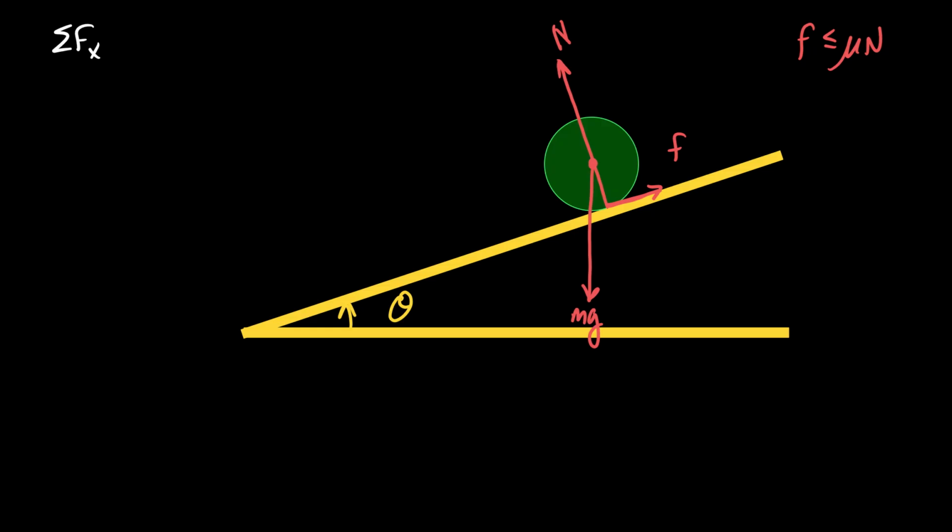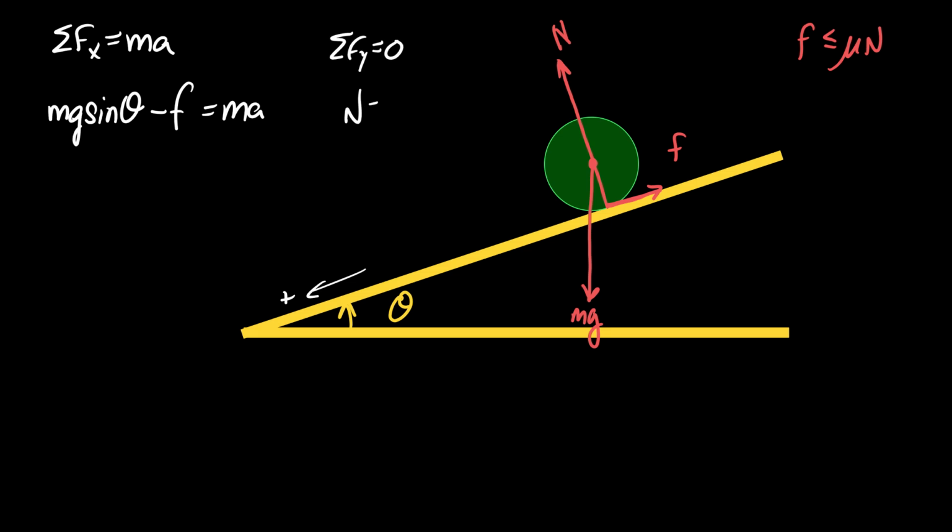If we make the x direction this way, and that's positive, then we get mg sine theta minus friction equals ma. And we can make up the ramp positive too. I don't really care. I don't even remember what we did yesterday. It doesn't matter. But I think the acceleration is down the ramp, so I'm making it the positive direction. At the same time, we know net force in the y direction equals 0, so normal force equals mg cosine theta.